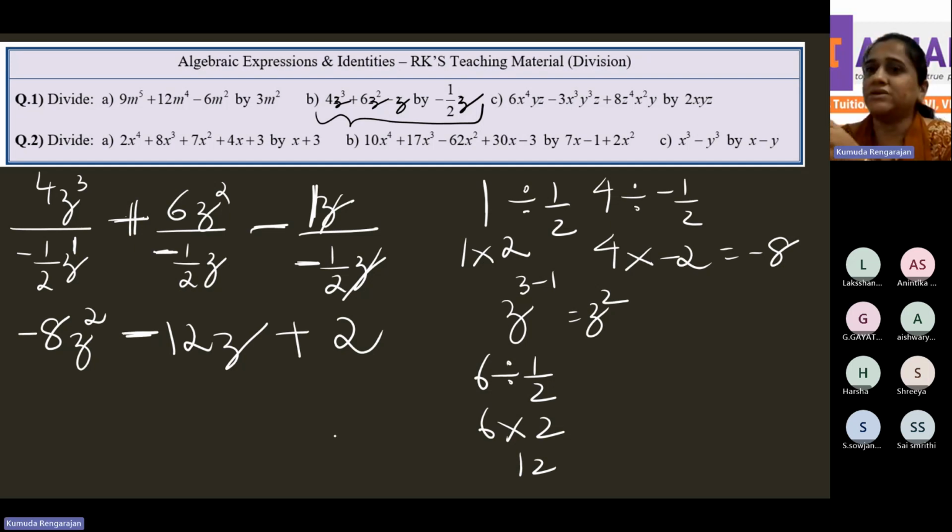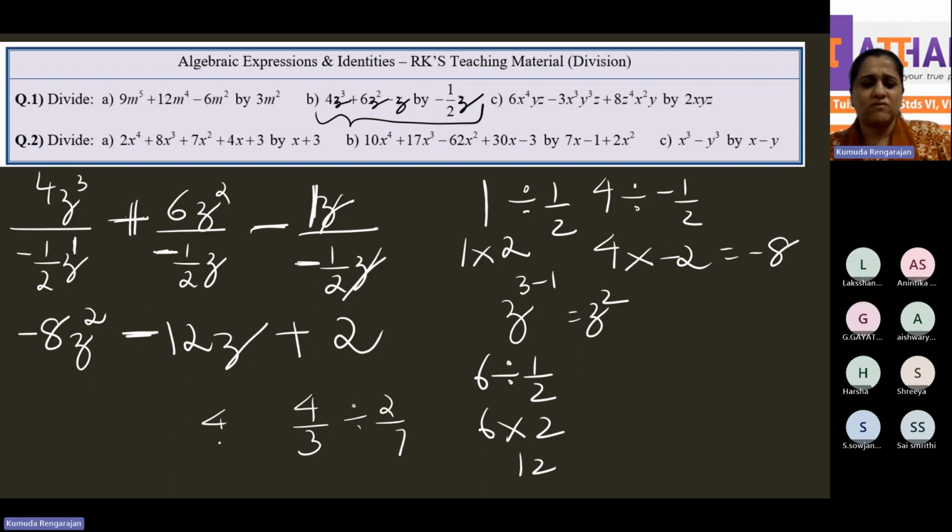So simplify the numbers separately and the letters separately. If supposing the numerator is a fraction, like 4 by 3, and the denominator is 2 by 7, just write 4 by 3 into 7 by 2. 2 ones are 2, 2 twos are 4. So it will be 14 by 3. You will get 14 by 3. And then the letters Z to the power whatever.